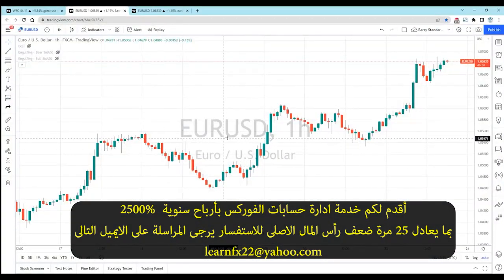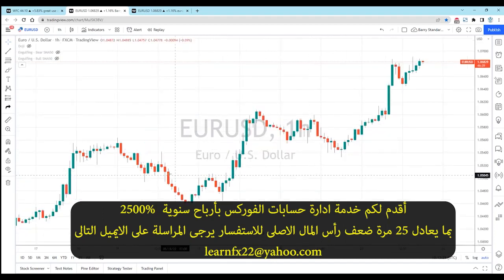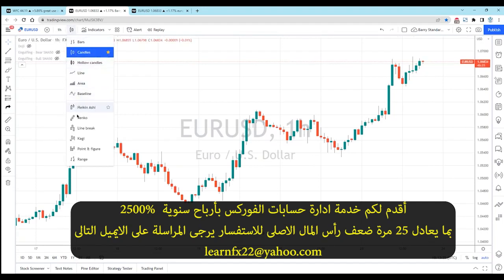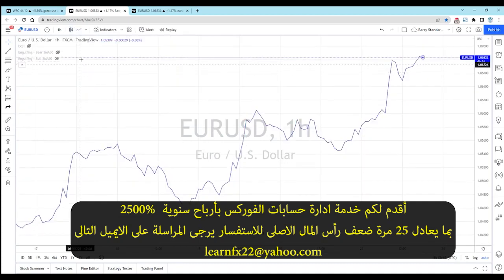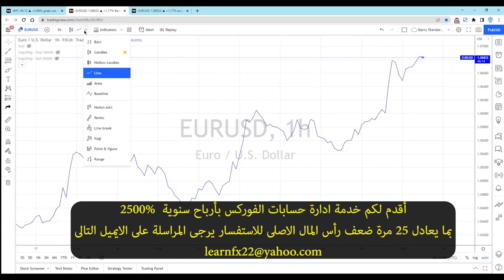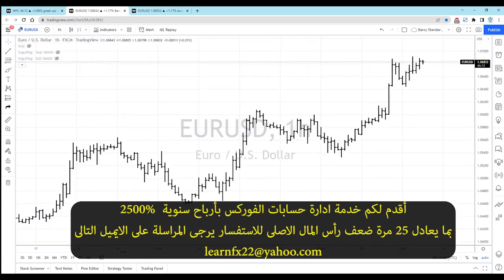There we go. So we're just looking at the euro US dollar, and this is a live chart. It's my standard chart. This is the candlestick chart as opposed to a line chart or opposed to a bar chart. Now, a bar chart and a candlestick chart are virtually the same because you only have the same pieces of information. You have the open, the high, the low, and the close.